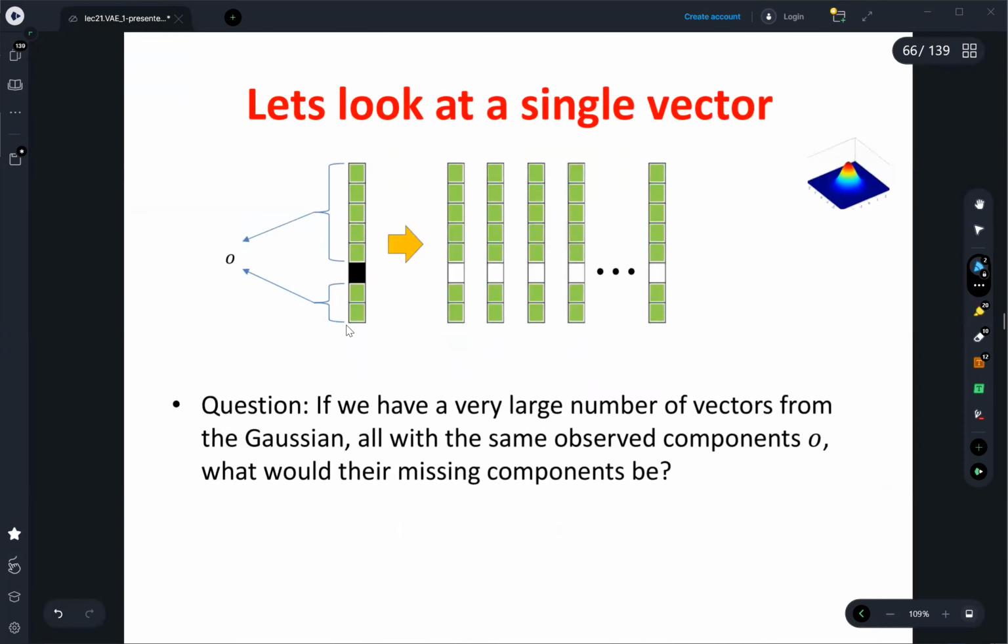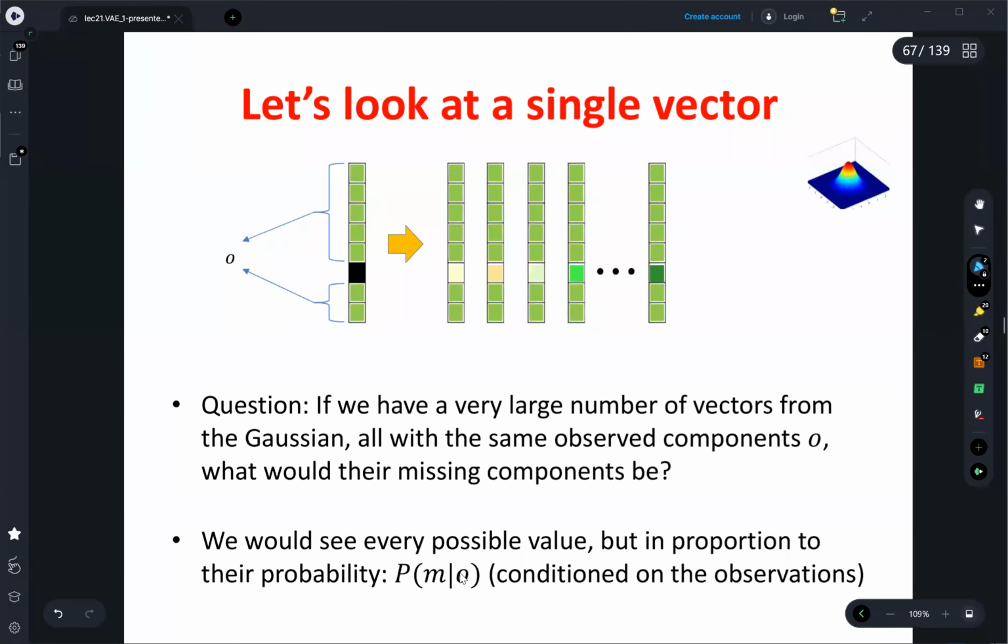And specifically, if you considered all possible values that you could have over here that align up with the data that you did observe, that's probably not going to be unique. That's probably going to have an entire distribution all by itself. So what I will do is make many copies of this vector and fill in this missing element with every plausible value of this missing component that matches up with the rest of the vector. And each of these values is going to occur in proportion to the conditional probability of that particular value.